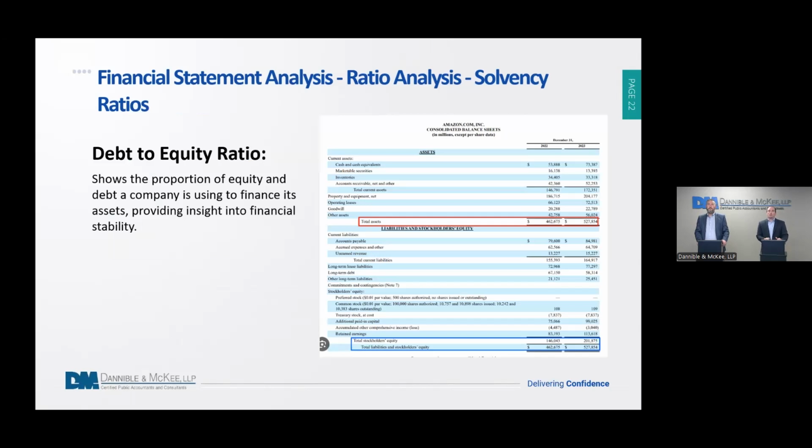And then we have one solvency ratio here. It's the debt to equity ratio. You'll see the balance sheet here. It shows how it's calculated, and what it's calculating is the equity and debt a company is using to finance its assets, providing insight into financial stability.